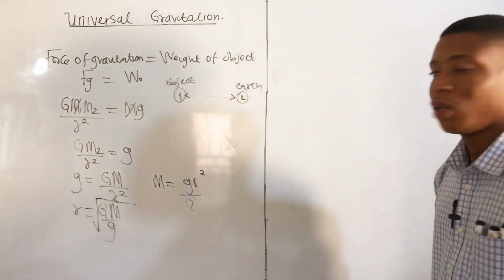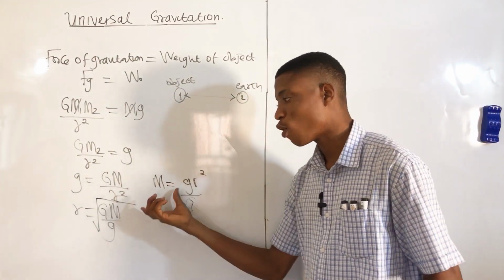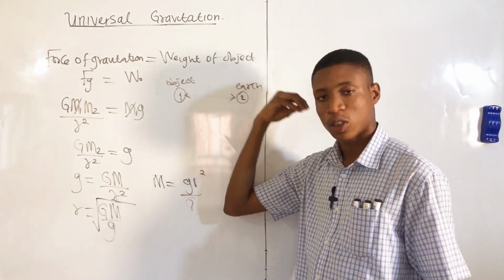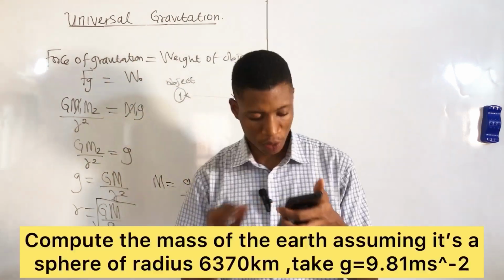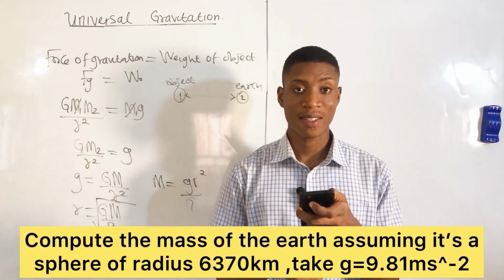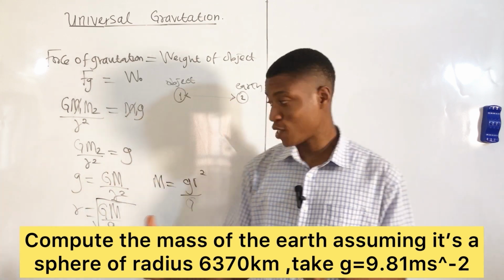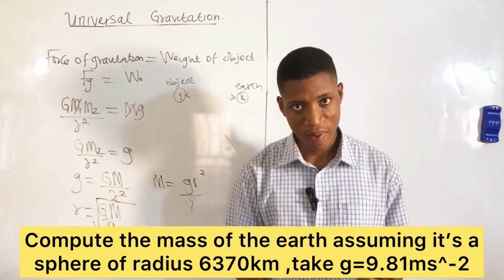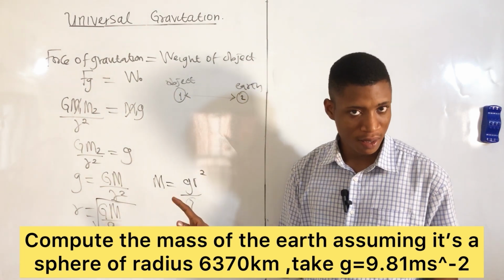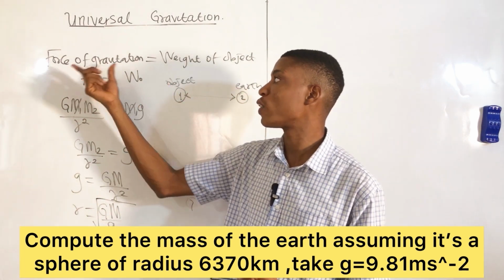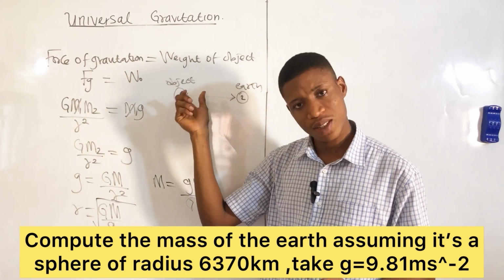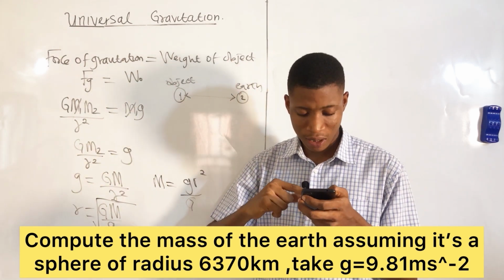Now, let us solve some sample problems involving a case where the force of attraction is equal to the weight of the object. Take down this question: compute the mass of the Earth. Do you understand why I explained this? Did you get the concept that you can look for any of these parameters, from the concept that the force of attraction is equal to the weight of the object?